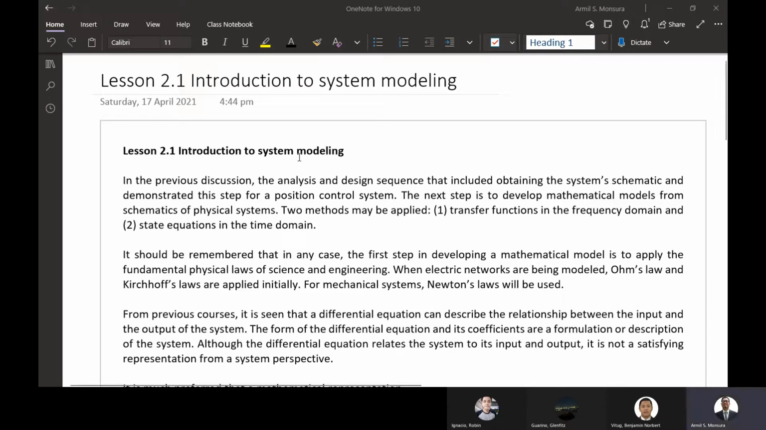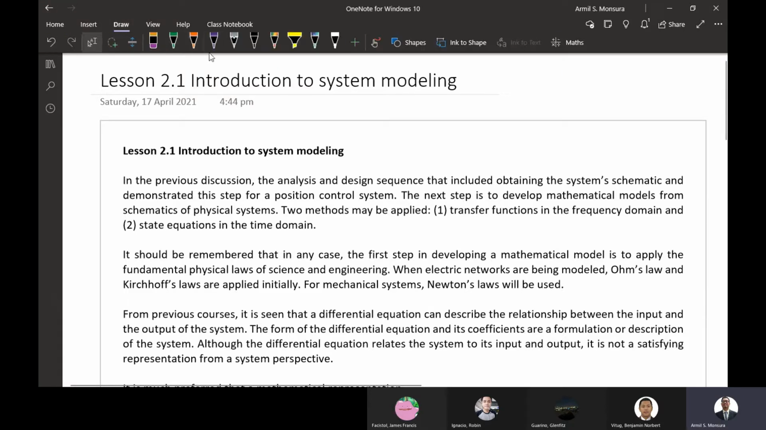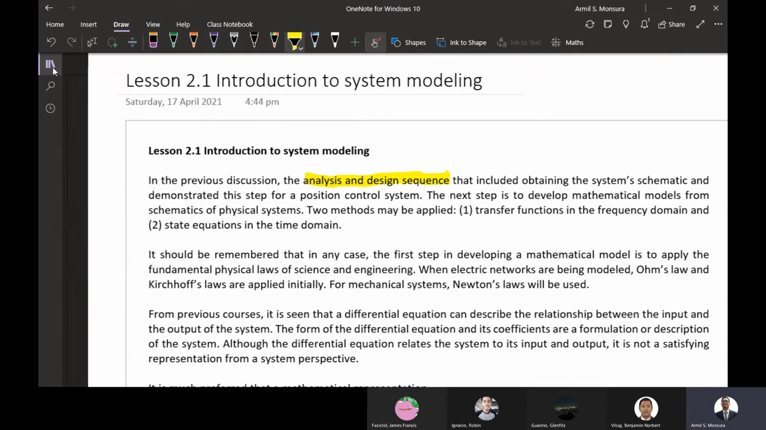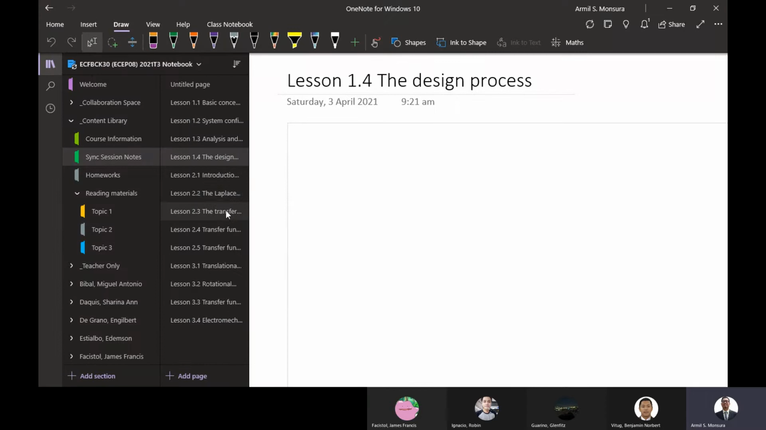Okay, so basically, in the previous discussion, analysis and design that included the system schematic, we demonstrated this step for a position control system. Bali, itong discussion na to was covered ito. Yung sinasabi previous discussion na to, okay, which discussed the analysis and design sequence, we're covered here in lesson 1.4.